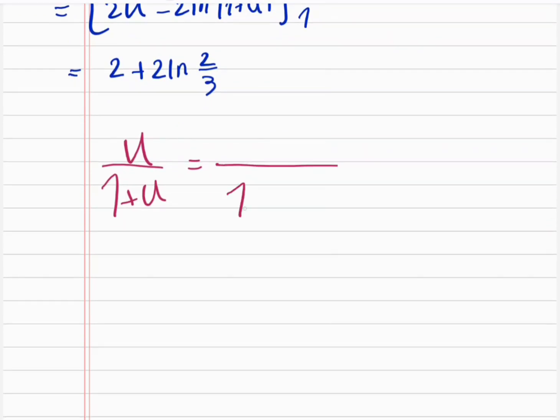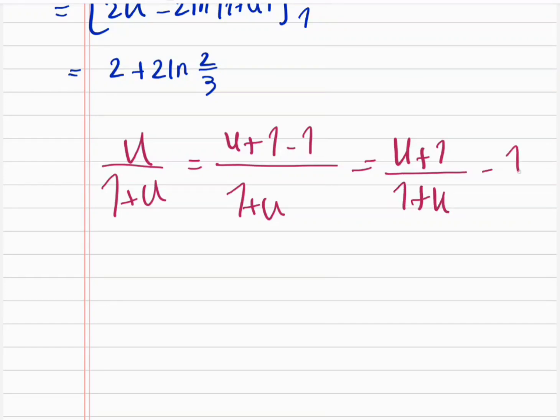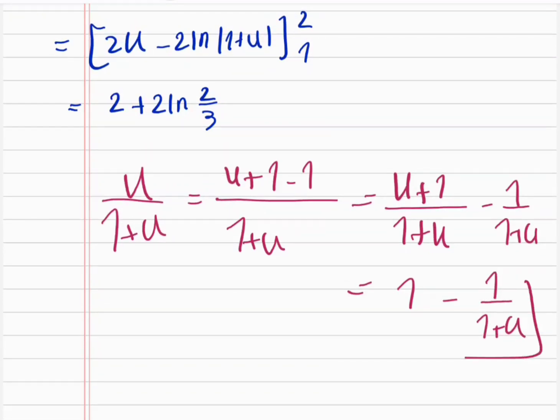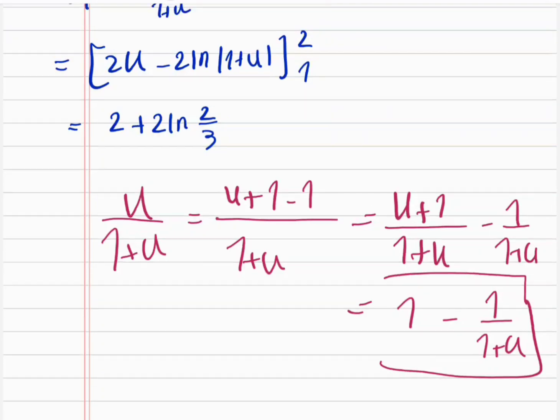Now you can rewrite the numerator as u plus 1 minus 1, right? Because 1 minus 1 is 0, so it doesn't make a difference. But this allows us to split the fraction, so we can have two terms basically. So u plus 1 over 1 plus u, and then minus 1 over u plus 1. And interestingly, u plus 1 over 1 plus u is just 1, and then we get 1 minus 1 over 1 plus u. So now the difference is that we can easily integrate this expression, right?